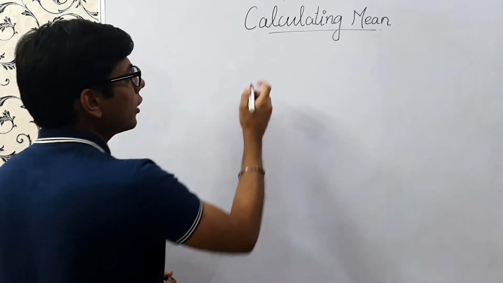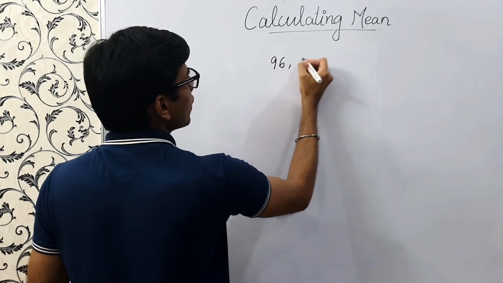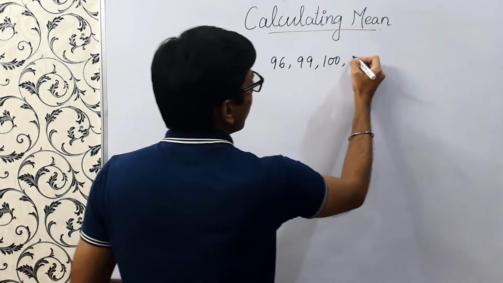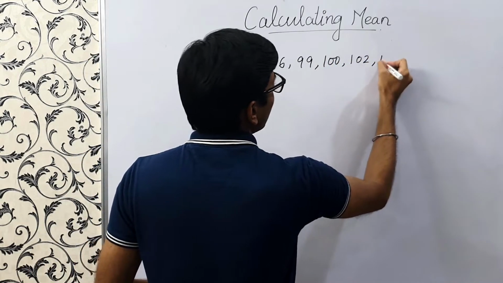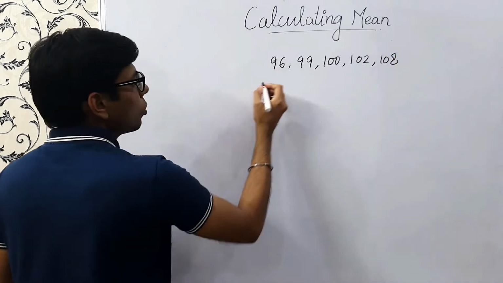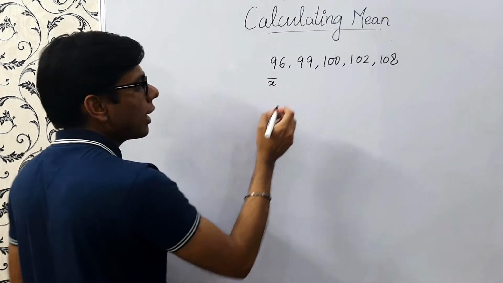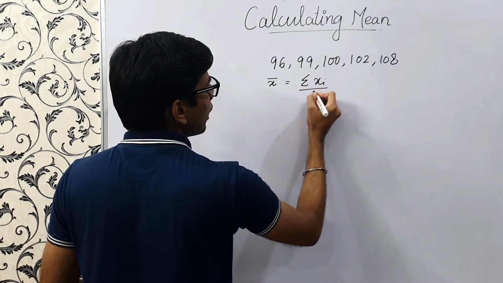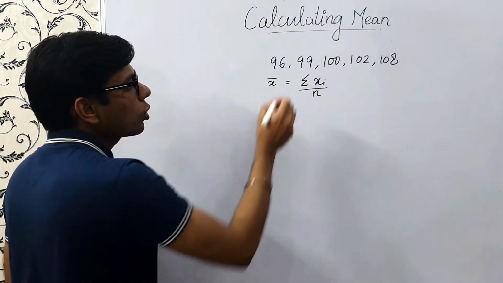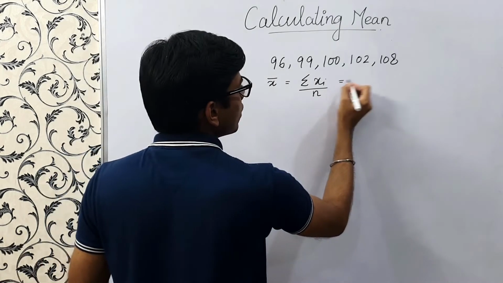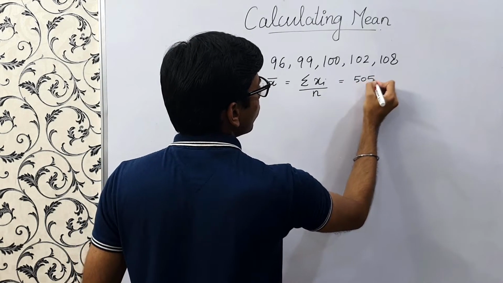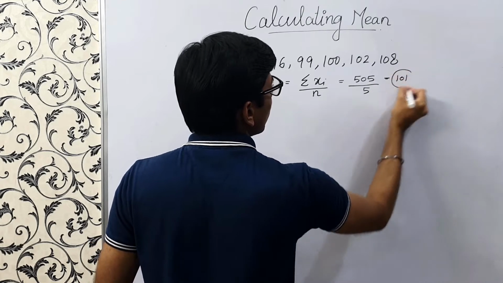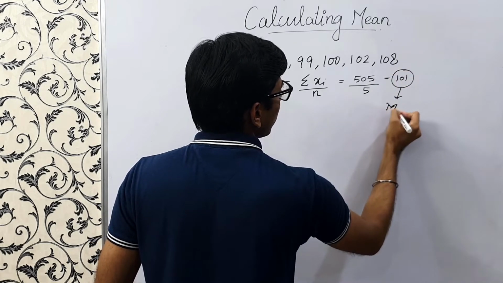So firstly, consider a data set 96, 99, 100, 102, 108. So mean, we denote mean by x bar, so it's simply sum of all observations divided by n, right? So here if we sum all these observations, it comes out to be 505 and number of observations are 5, so this is 101. This is mean.